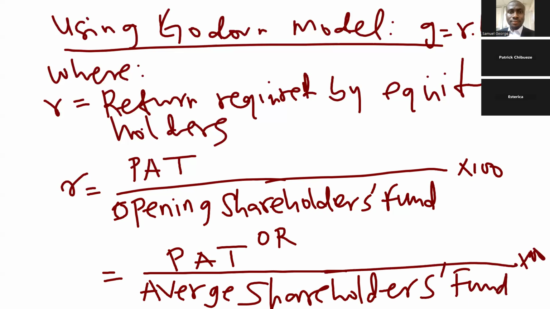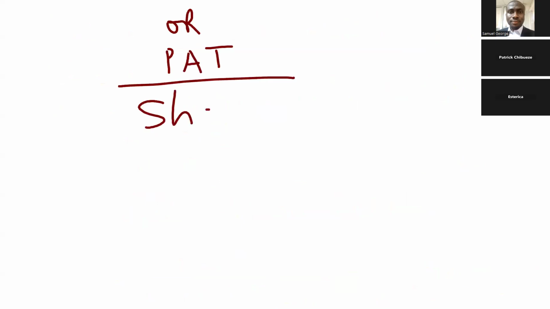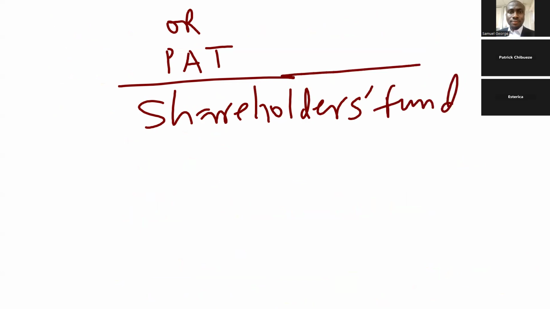Or you just say profit after tax divided by shareholders fund. The first formula is preferred. It is preferred we use opening shareholders fund, or you can use the second one, but the second one will take time because you will need to be calculating average shareholders fund.